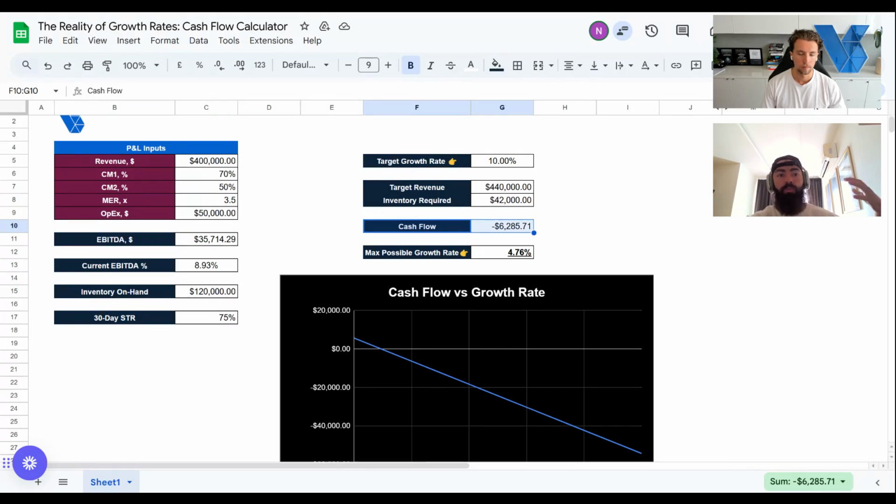If you can't do anything on the P&L side, on the inventory efficiency side, then you have to adjust your growth expectations. You have to say, look, we can grow at 4.7% or at 10% right now. We can only allow ourselves to grow at 4.7% without breaking our cash flow, right? Then that's an adjusted expectation. You can make that work.